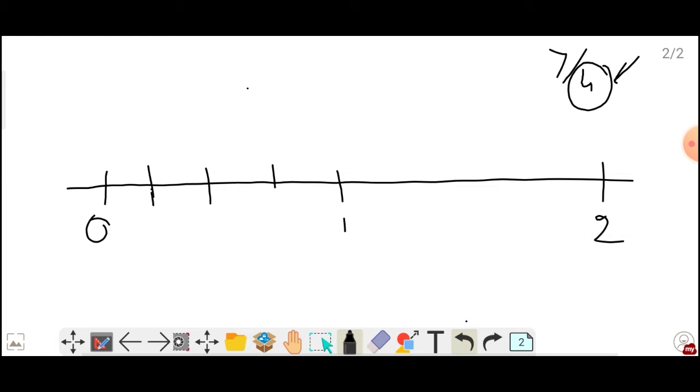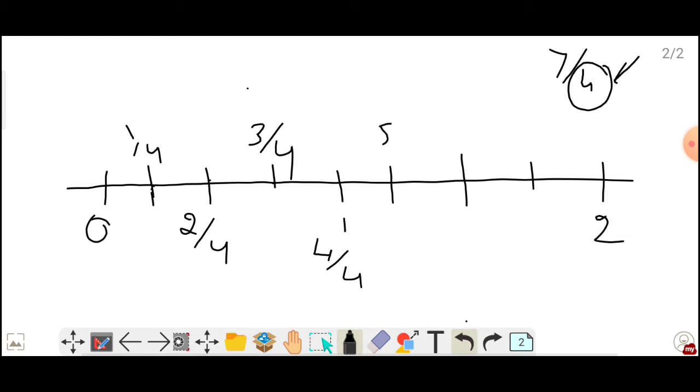4 equal parts. Similarly, 1 to 2 also make 4 equal parts. Taking the middle portion of 1 to 2 makes 2 equal parts, and again choosing the middle portion makes 4 equal parts. This first point is 1 by 4. This second point is 2 by 4. This third one is 3 by 4. This one is 4 by 4.